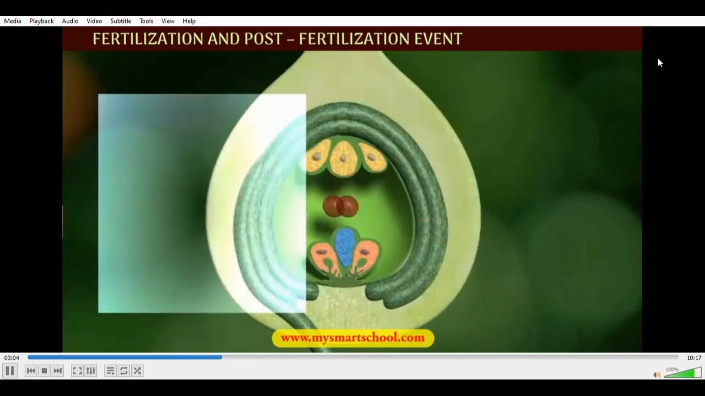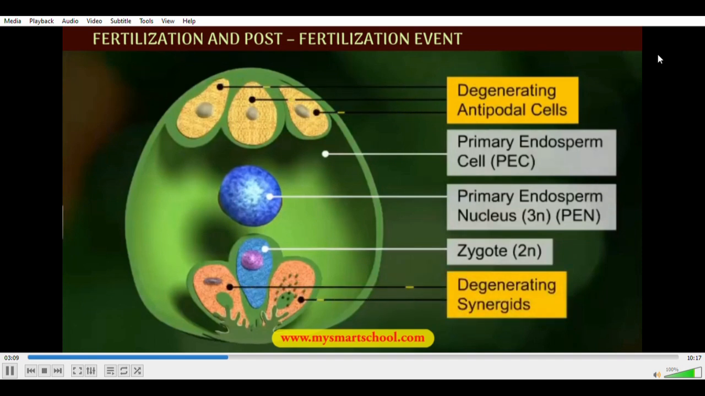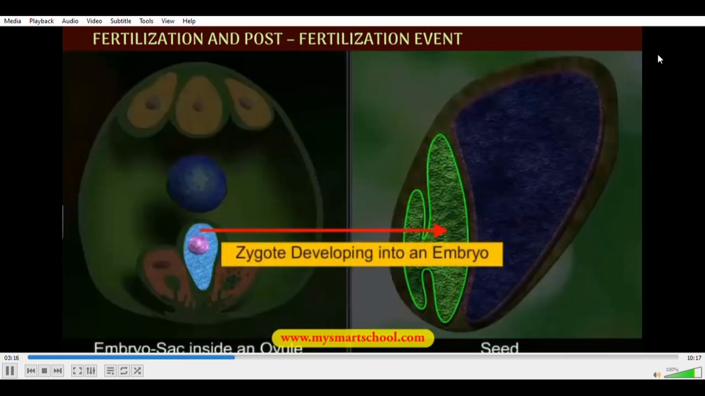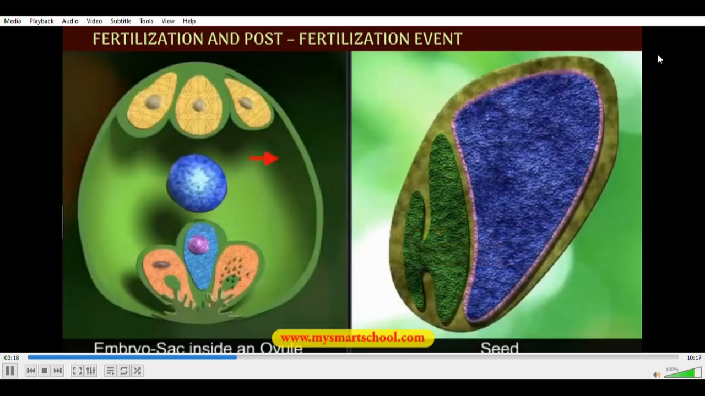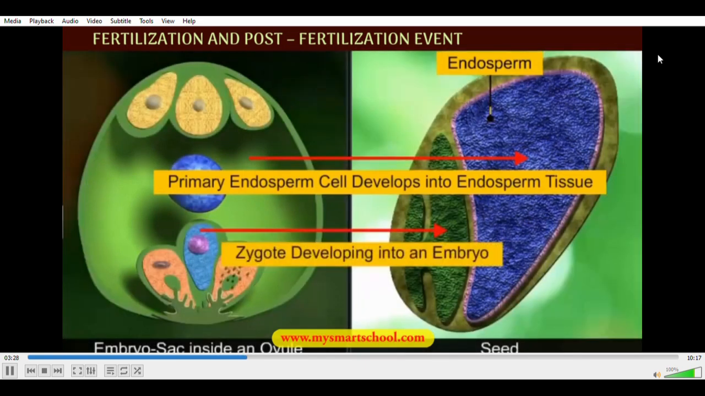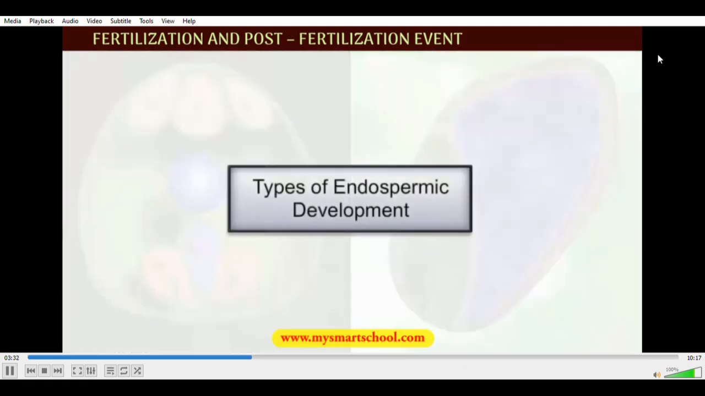These events include degeneration of the antipodals, synergids, and the development of the zygote into an embryo and the primary endosperm cell into the endosperm by repeated mitotic divisions. Endospermic development is of 3 types.